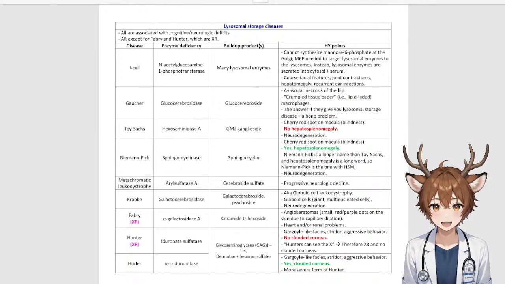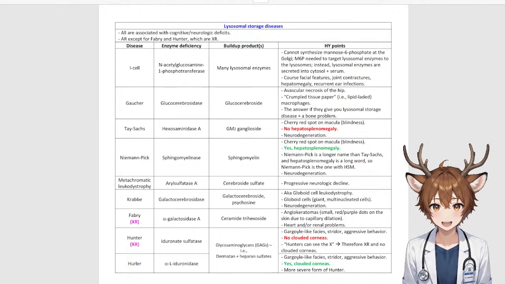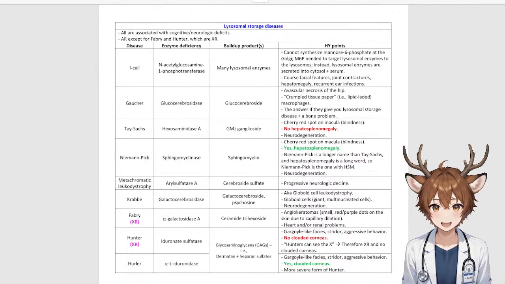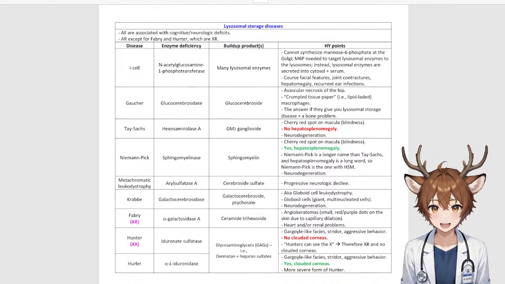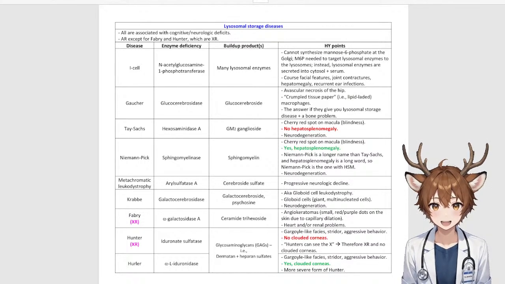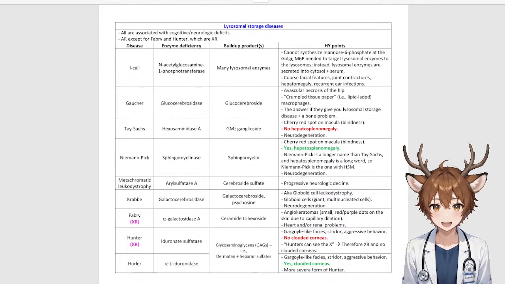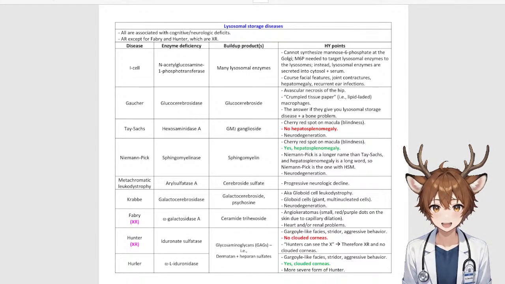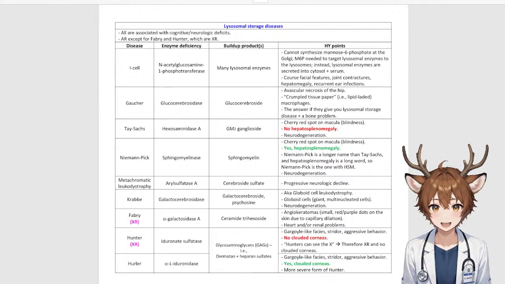What about Hunter's disease, which is X-linked recessive? Well, you have an iduronate sulfatase deficiency, which can cause a buildup of glycosaminoglycans. That is to say, things like dermatan plus heparan sulfates. In this case, you have gargoyle-like faces, stridor, aggressive behavior, no clouded corneas though. Hunters can see the X, therefore XR, and no clouded corneas. Hunters as in when you're using a scope, I guess. Or I guess if you're looking at a target with an X on it, I suppose.